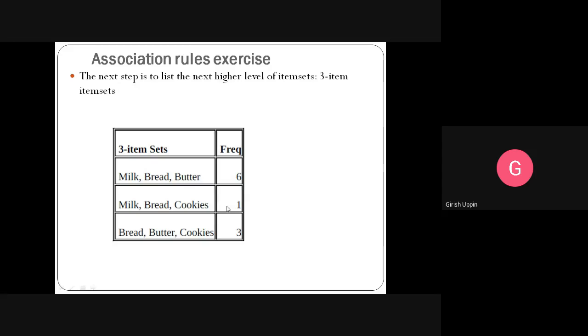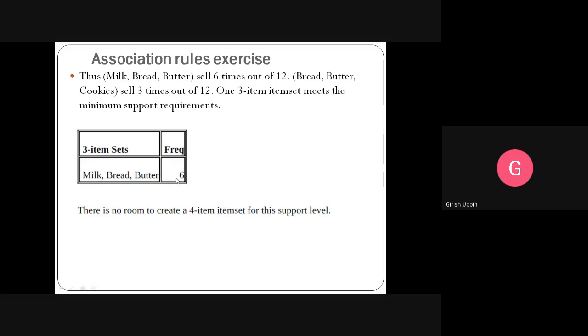Milk bread cookies only one time, bread butter cookies only one time. So these item sets will not satisfy the minimum support level of 33%. So we are going to choose only milk bread butter, and that is the only item set we are going to select. And there is no possibility of having a four item set. Okay, so we will stop it.